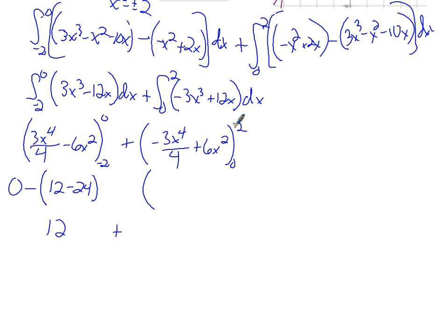We only need the front half because of the 0. So we take the 2 and plug it in. Negative 12. Plus or minus 24? Plus 24. That becomes 12. 12 plus 12, the answer is 24 units squared. And you're done.